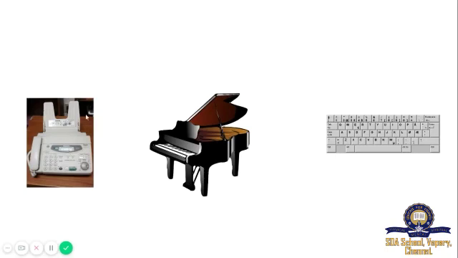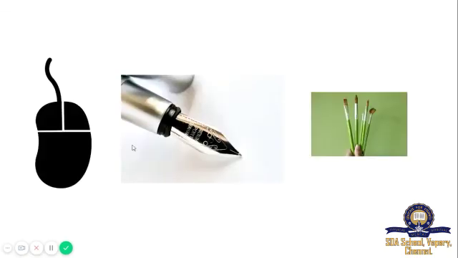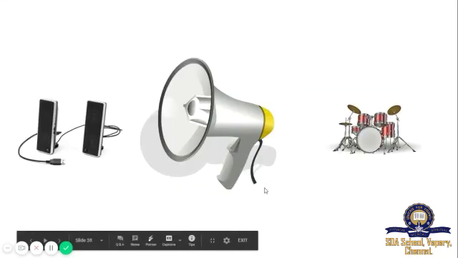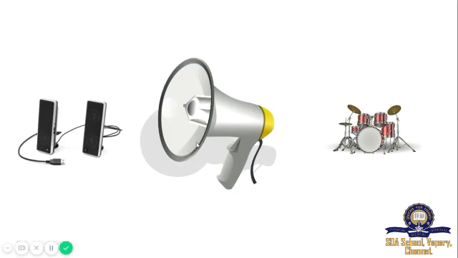Here: telephone, piano and keyboard. Which one is the right option? Yes, you're right. Keyboard is the right option. Again, mouse, pen, brush. Which one is the right option? Yes, mouse is the right option. Again, speaker, loudspeaker, drums. Which one is the right option? Yes, speaker is the right option.